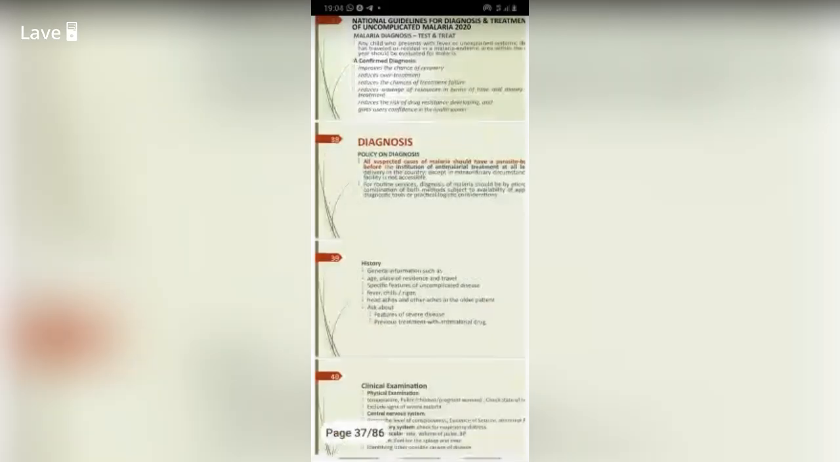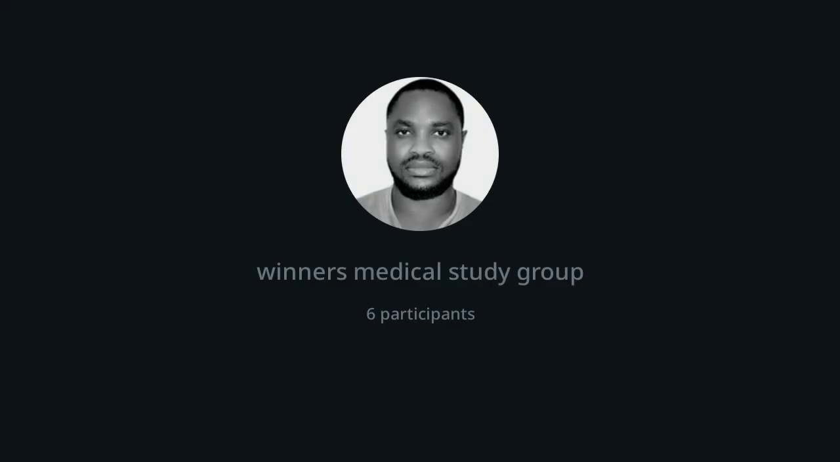Number one, you want to improve the chance of recovery of the child. You want to reduce over-treatment. You want to reduce the chances of treatment failure. You want to reduce wasting resources in terms of time and money. You want to reduce the risk of drug resistance and then give users confidence in the health worker.